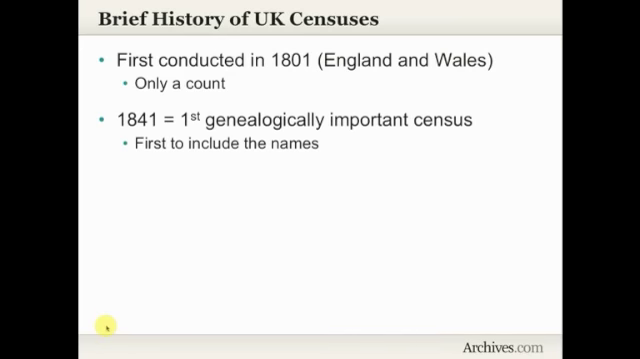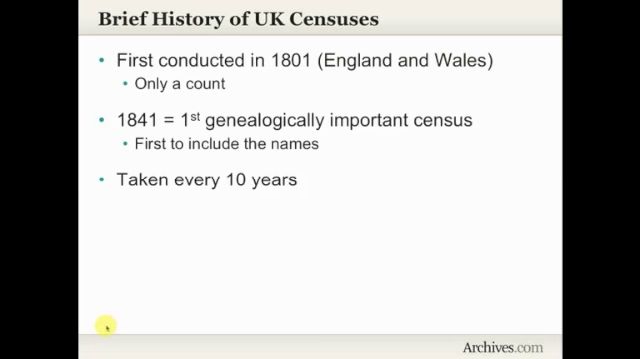The first one that's important to us as genealogists is the census from 1841, because this was the first one that included the names. It's kind of an important piece of information if you're going to use a record for genealogy. It really helps to have the names in there. So we see that for the first time in the 1841 census in the United Kingdom.